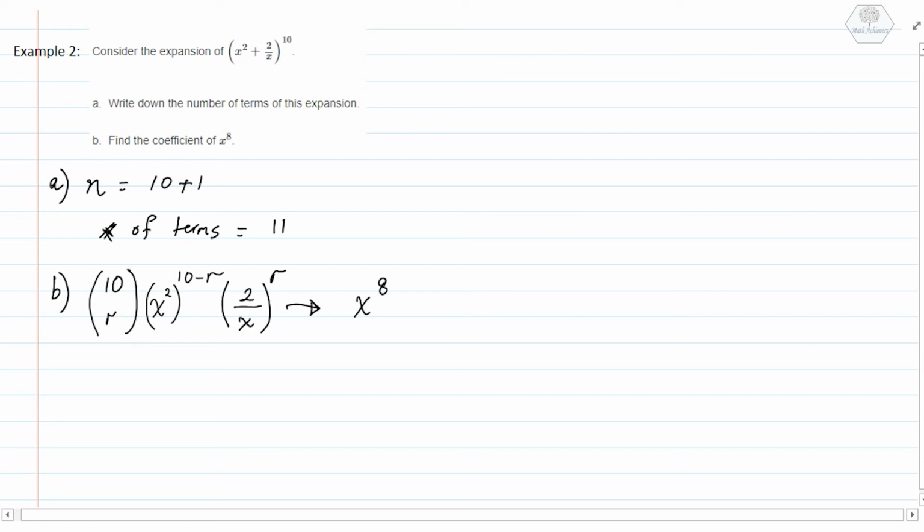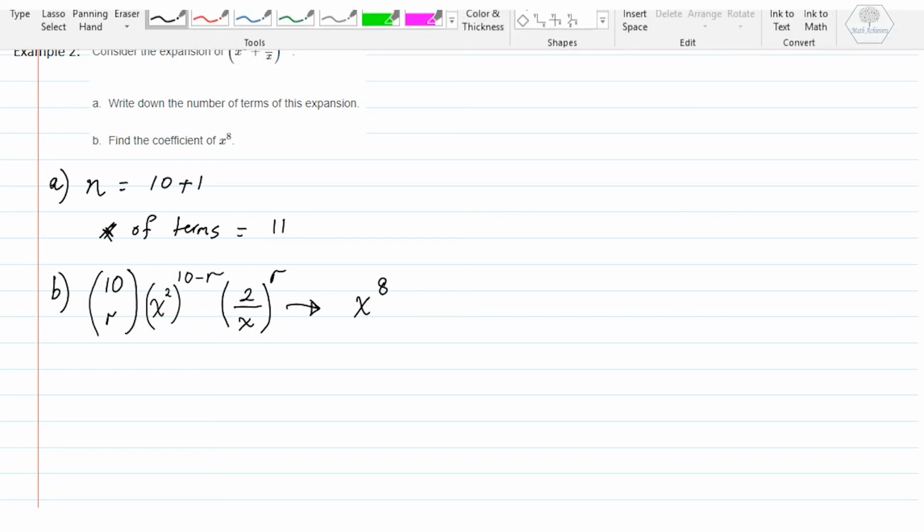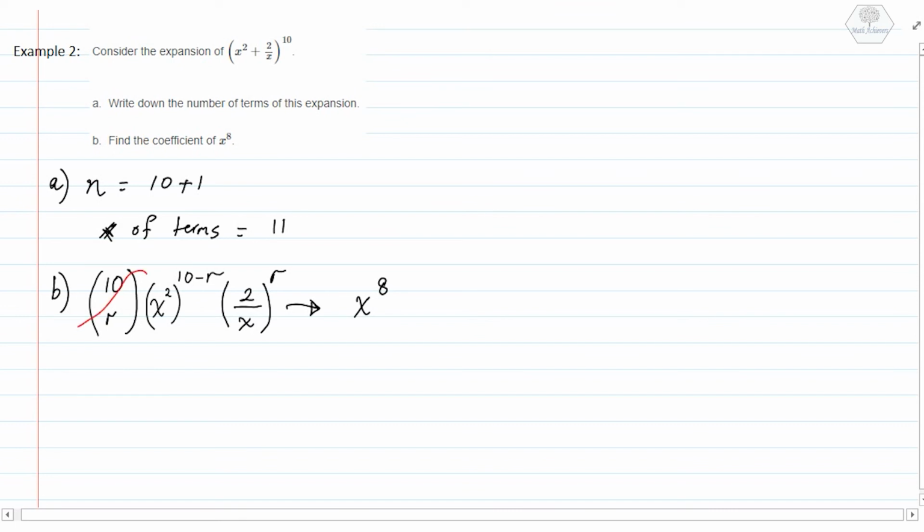So now, in order to find r that gives me x to the power of 8, I must neglect the constants at first. So I neglect this value and I neglect the 2 here. So it becomes x to the power of 20 minus 2r times x to the power of minus r, because I've taken the x outside. It must give me x to the power of 8. So if we cancel out the x's, we'll have 20 minus 3r is equal to 8, having r equal to 12 over 3, which is equal to 4. Now I find the value of my r.